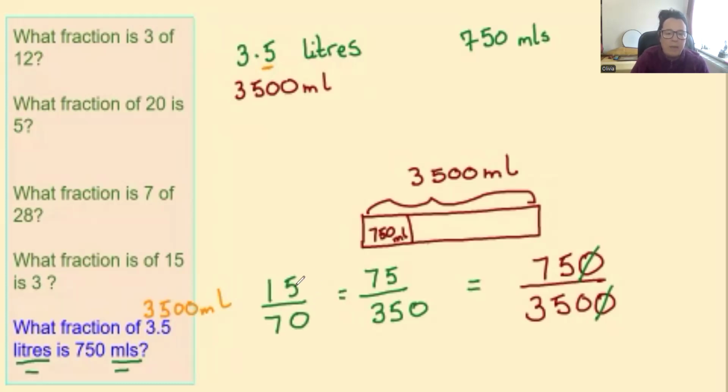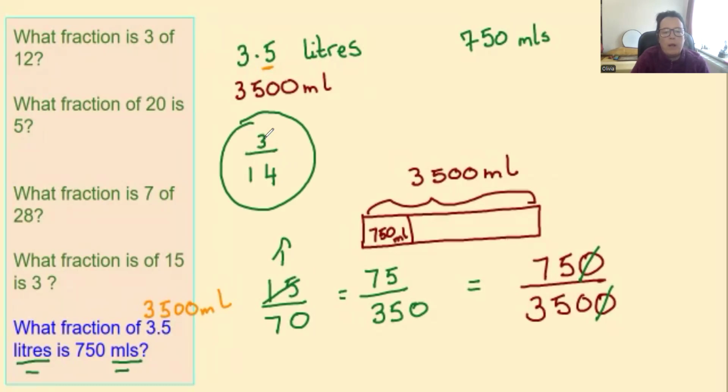And I can keep going, can't I? 5 into 15 is 3. 5 into 70 this time is 14. Can I simplify any further? Well, the factors of 3 are 3 and 1. The factors of 14 don't include 3. So my answer is 3/14. Okay, well done.